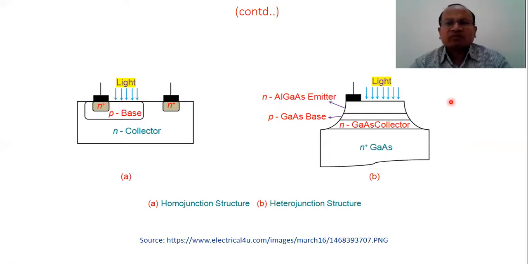This is about the heterojunction. But if you go to the homojunction, you can see the construction. The P type base is here, N plus, where this N is the collector region and this N plus will be combined together and constitute what is called the emitter. And there the light is falling, you can see, in both constructions on the base area. As we know, the base area is highly sensitive to light, which converts light energy into electrical energy.